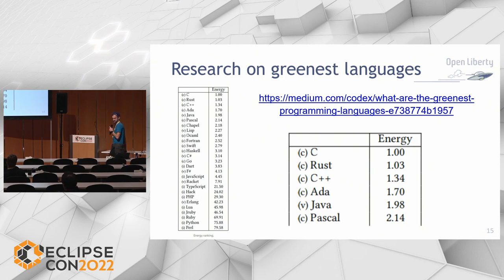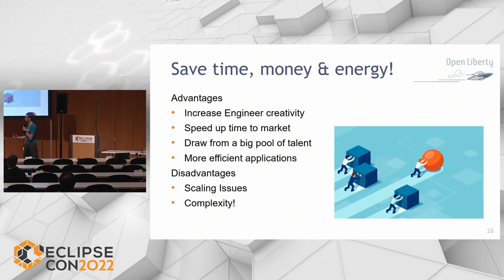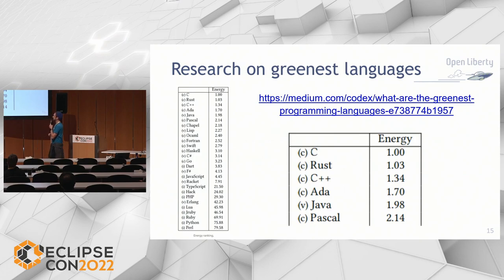I saw this on LinkedIn, which was a study to see what are the most efficient programming languages out there. And Java is still in the top 5. That is an amazing feat if you consider how old Java is. I suppose the lower down the language, the more efficient it is.